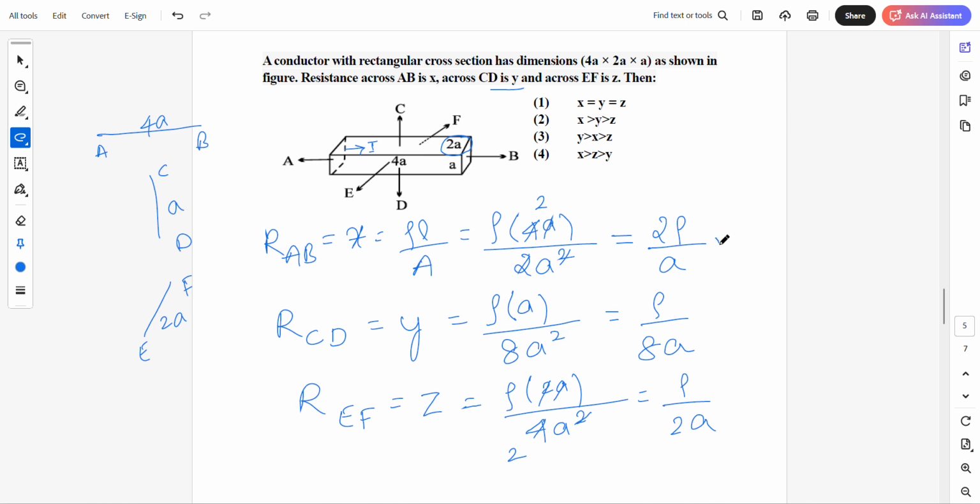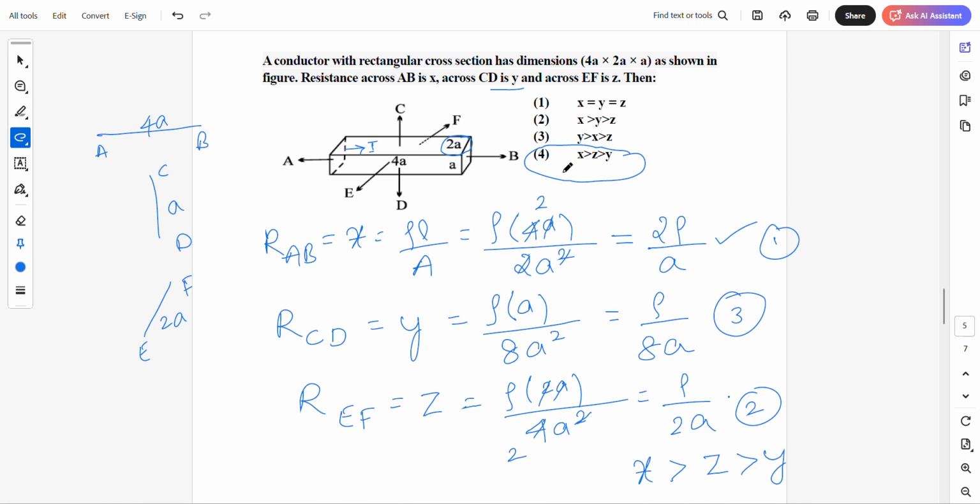This is greater. And the next one is this one. First one is this one, greater. Second one is this one. Understood? And the third one is this one. Here, therefore, x is greater than z, and z is greater than y. X is greater than z, greater than y is the right answer for this problem. Understood?